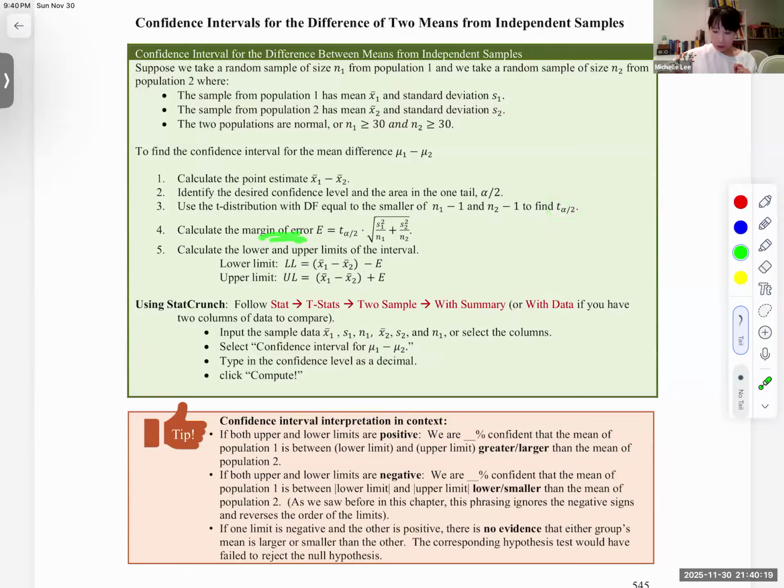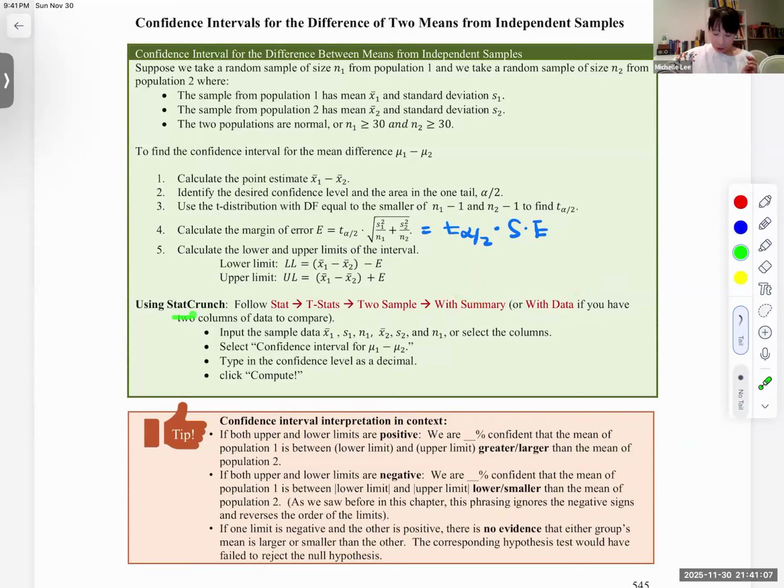And then margin of error. So basically t sub alpha over 2 times the standard error, right? Yeah, that will be the standard error. Now for the lower limit, normally we have x bar plus or minus margin of error, right? But we are dealing with two sample means, so that's why we have a mean difference here. So x sub 1 minus x sub 2, the mean difference, plus or minus margin of error, right?